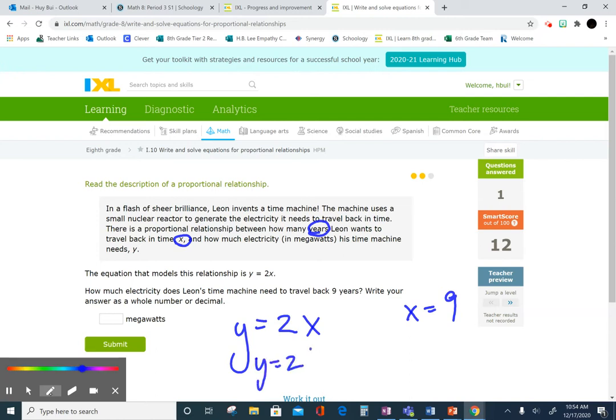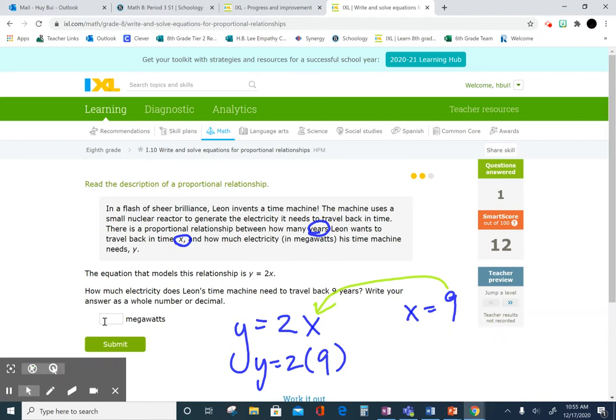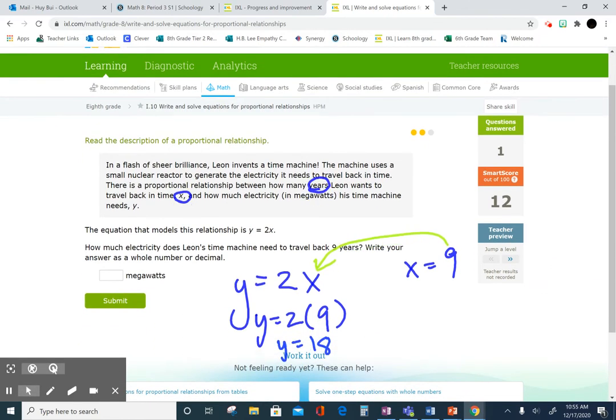y equals 2 times 9. All right, so 9 is our x. And 2 times 9 equals 18. So that's what I'm going to write there. y equals 18. And again, we can double check that I've kept my two variables apart. y is how many megawatts. See, I'm underlining it there in the story. y is our megawatts. And now we have 18 megawatts.